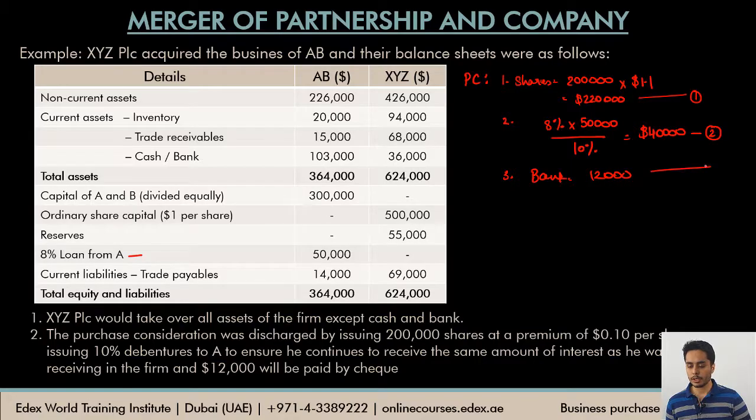This is part number 2 of the purchase consideration, and the third part is obviously given, paid by bank directly, 12,000. So if we add up these three parts of the discharge of purchase consideration, we will arrive at the total purchase consideration of 272,000.